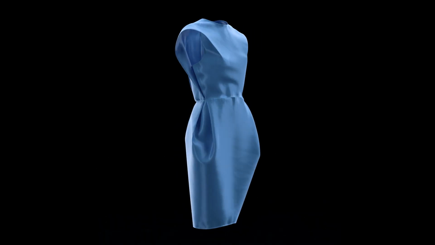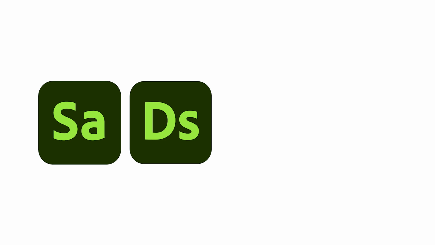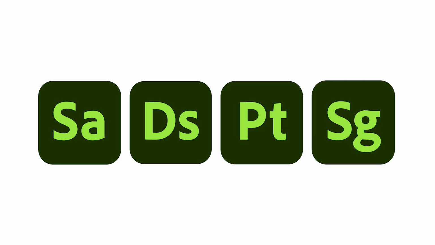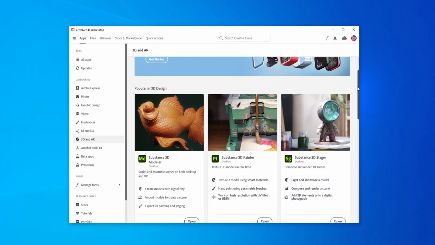I will recreate a silk gazar fabric, and I will texture a dress using the silk gazar fabric as its base material. I will use Substance Sampler and Substance Designer for fabric digitization and authoring, Substance Painter for texturing, and Substance Stager for rendering. All Substance apps can be downloaded from the Creative Cloud desktop app.